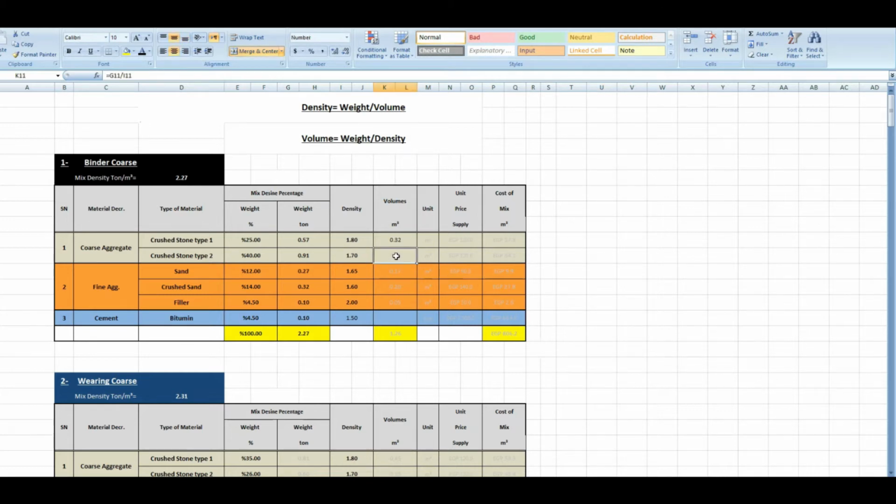Also, the same way, equals weight over density. It means that the crushed stone type 2 in the mix is 0.53 cubic meter, and so on, except for the bitumen, because the bitumen is coming by weight, by ton.